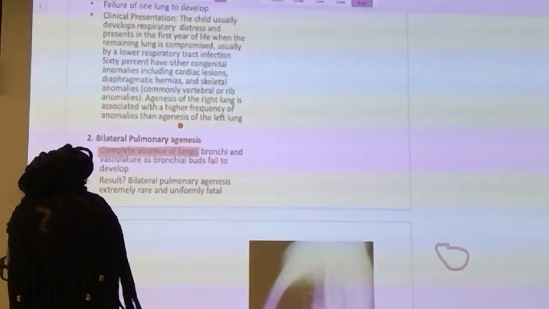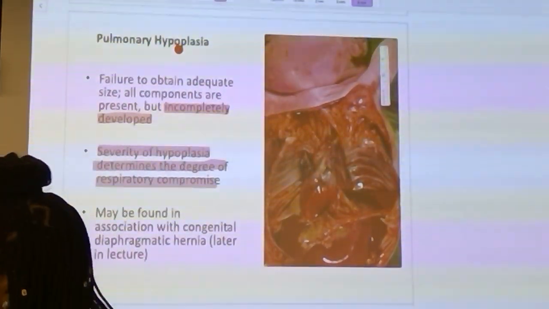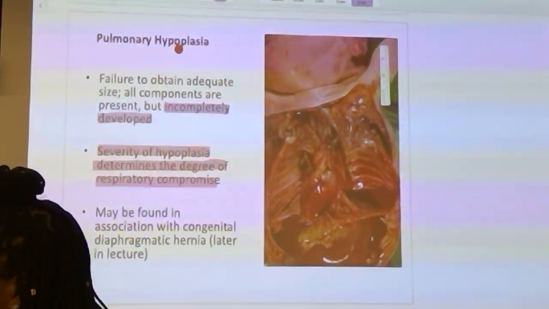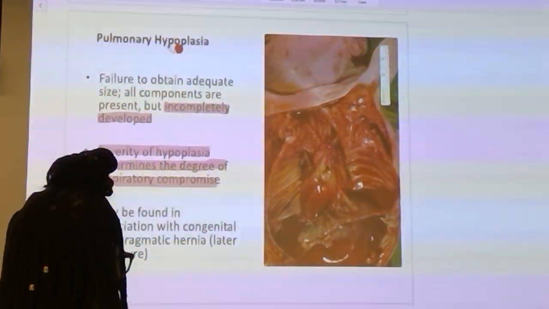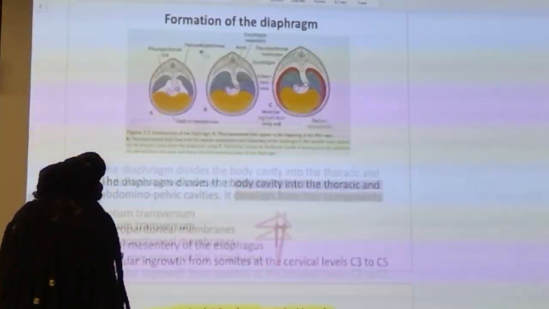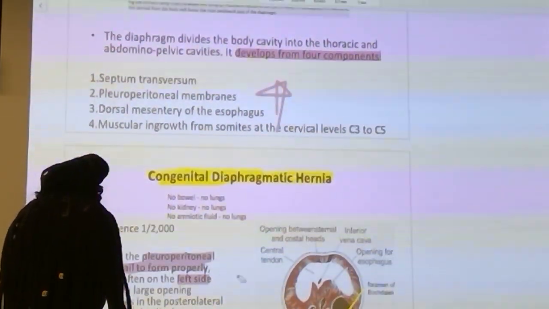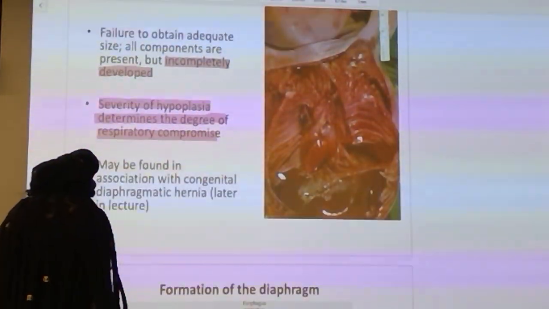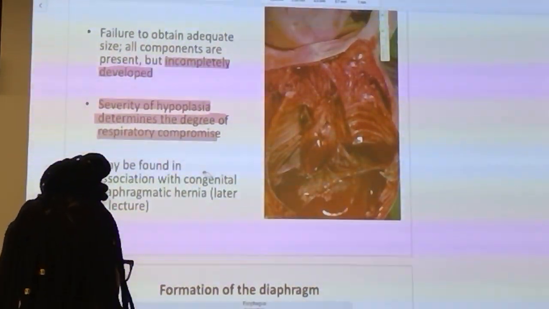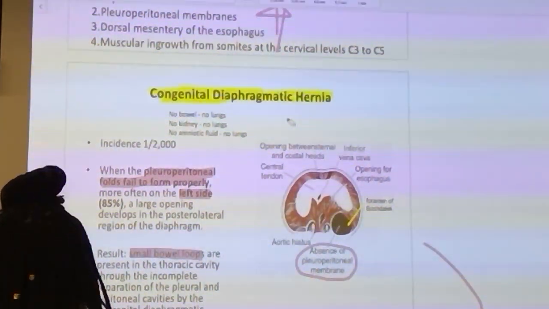So pulmonary agenesis, or whatever, pulmonary hypoplasia. The causes of these are oligohydramnios fluid, and then the congenital diaphragmatic hernia. So the two causes of pulmonary hypoplasia, oligohydramnios, whatever, renal agenesis, and then this one, congenital diaphragmatic hernia.